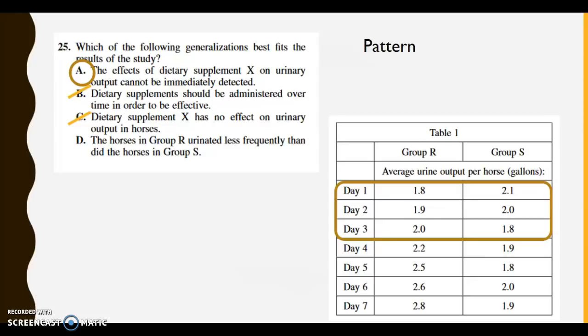And then D, the horses in Group R urinated less frequently than did the horses in Group S. We notice especially around day 5, 6, and 7, that we're seeing a huge increase in urination from Group R over Group S. So that answer choice is also incorrect.